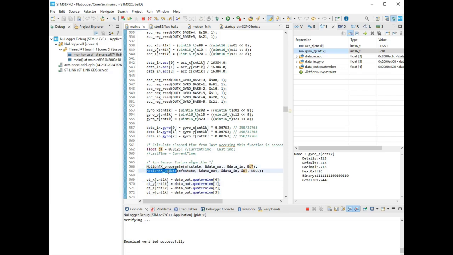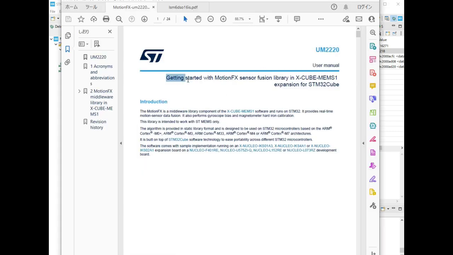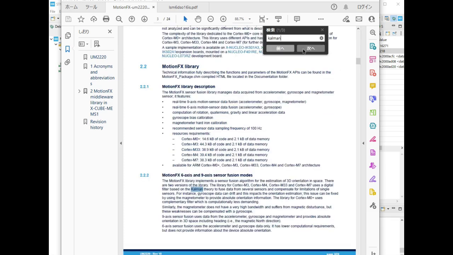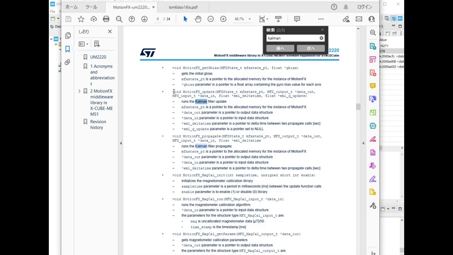So how to use these functions is written in this document. Getting started with MotionFX. It's for STM32 Cube IDE. It's called UM2220. So let's search for Kalman. Then we can see the functions MotionFX update and MotionFX propagate. There are some explanations of those arguments.